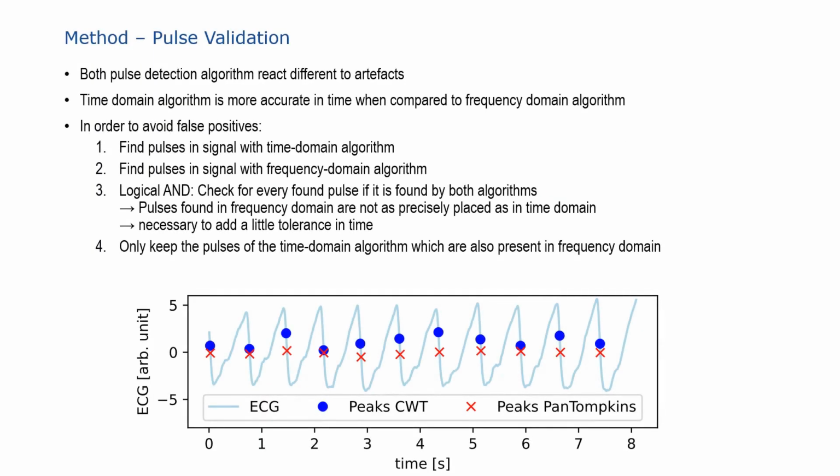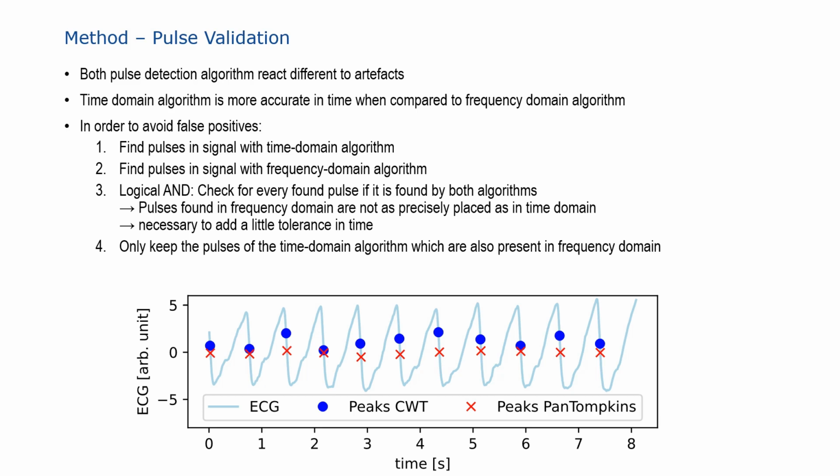Each algorithm sometimes has some problems with artifacts or anomalies in the signal. The frequency domain algorithm is generally more robust against artifacts, but it is not as precise in locating the pulse. If the signal is bad, both algorithms sometimes return false positives. Therefore, we combine both algorithms.